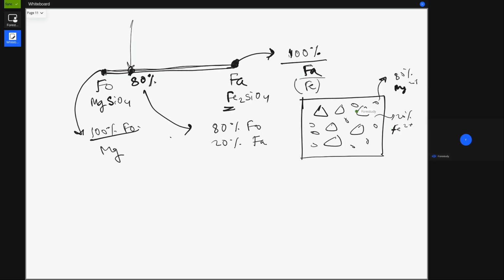Now just tell me what the composition will be here. So this is 70%. 70% what? 70% Fa, right? I'll give you 1 minute. Just tell me what the percentage of Fo will be. It's very simple, right? This will be 70% iron and 30% Mg.